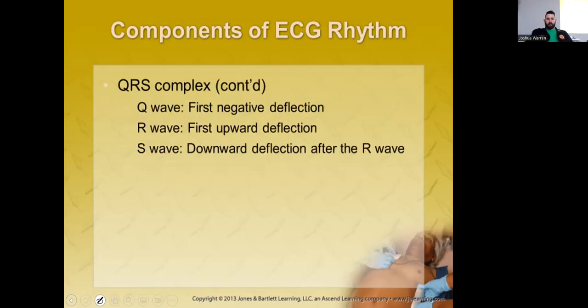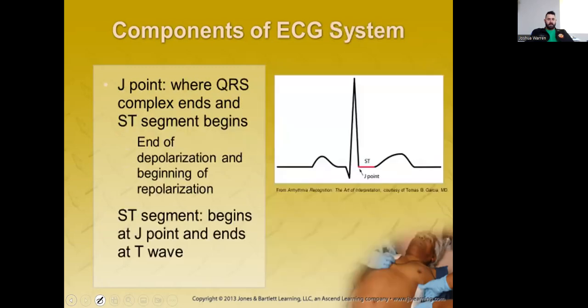All right, moving on. So we talked about the Q wave being the first negative deflection, R wave first upward, S wave downward. Now the J point is where the QRS complex ends and the ST segment begins. If this portion here that we're talking about is the QRS, we have the Q being here, the R being the spike up here, and the S being the ending point of this triangle looking thing.